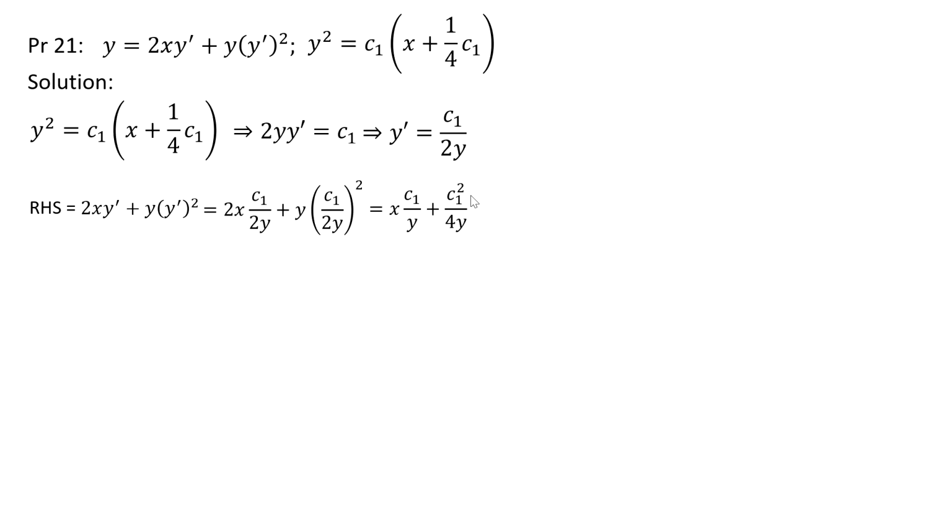If I factor out a 1 over y c1, then we get 1 over y c1 times x plus 1/4 c1. Hey, that c1 times x plus 1/4 c1, that's nothing but y square. So this is 1 over y times y square. And what is that equal to? That's equal to y. That's equal to the left hand side, right?